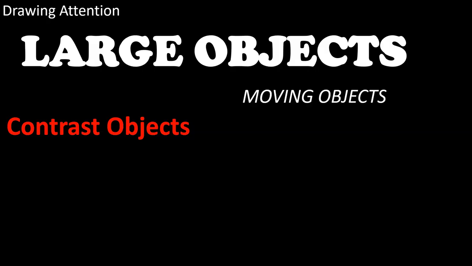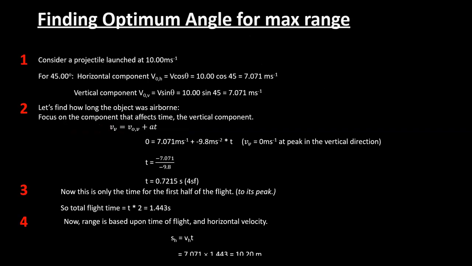The large object is going to draw attention to a page, a moving object is going to draw attention, and a contrasting object is going to draw attention. So let's now look at an example. Consider this slide from a physics lesson.